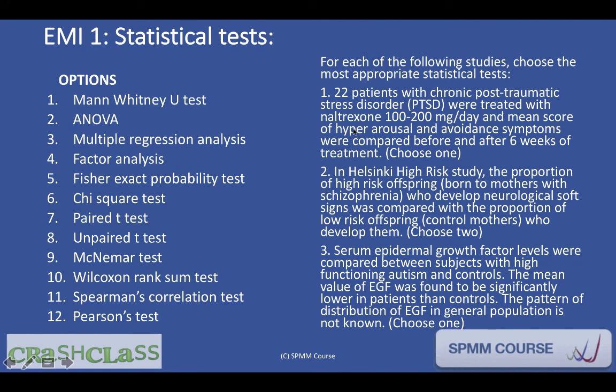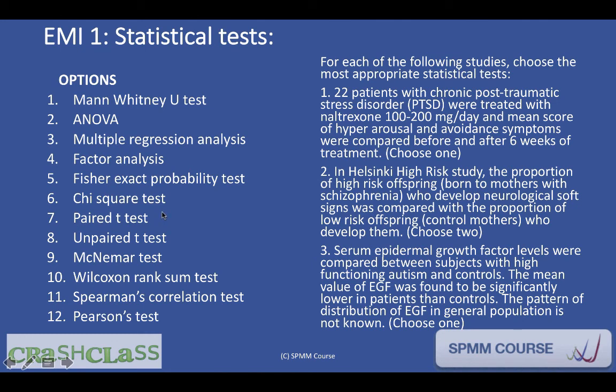Mean score on hyperarousal and avoidance symptoms. Okay, so you're interested in one variable. How many groups do you have? 2 groups. One group before treatment, the other group after 6 weeks of treatment. So before and after design. So the observations are paired here. Okay, so what test would you choose? Paired t-test will be the right answer.